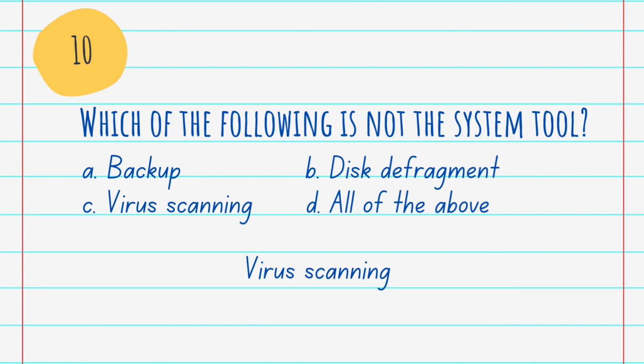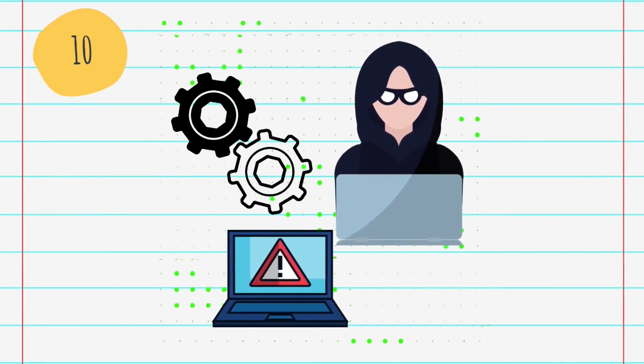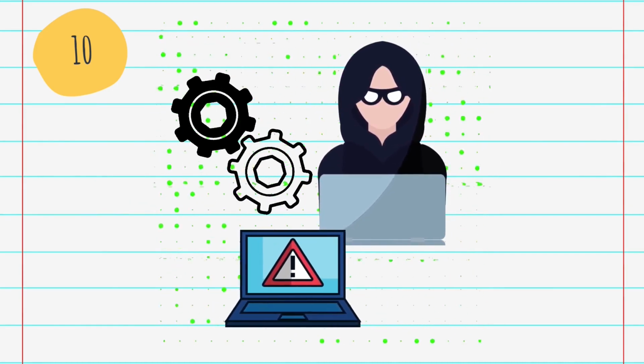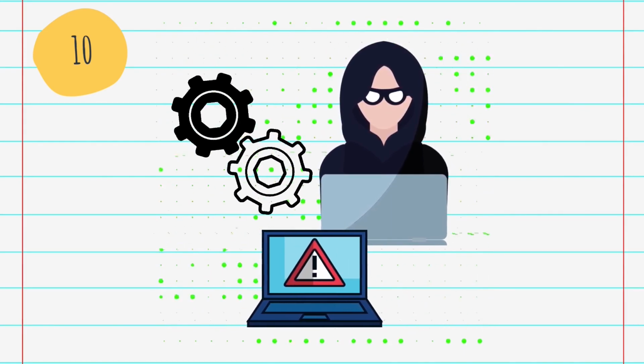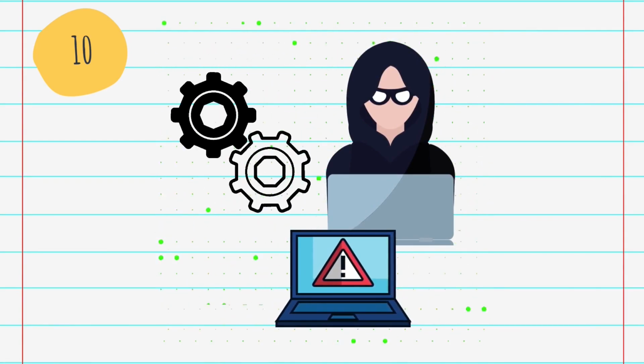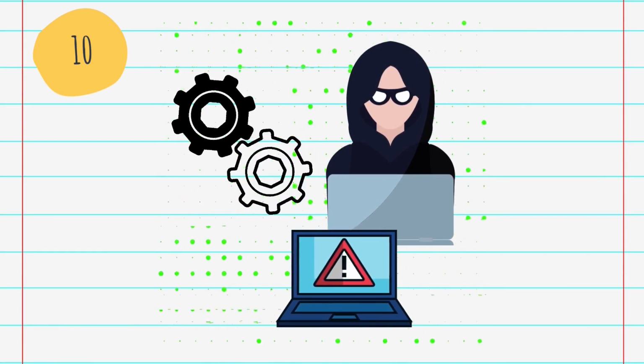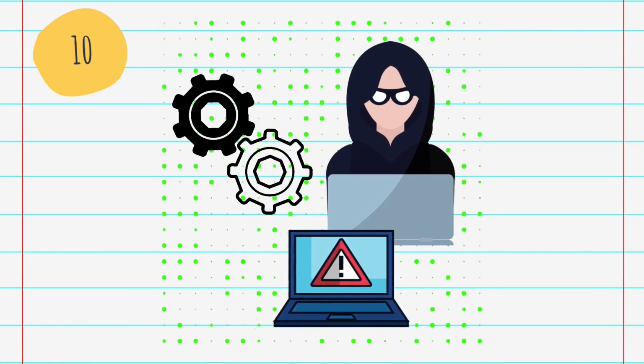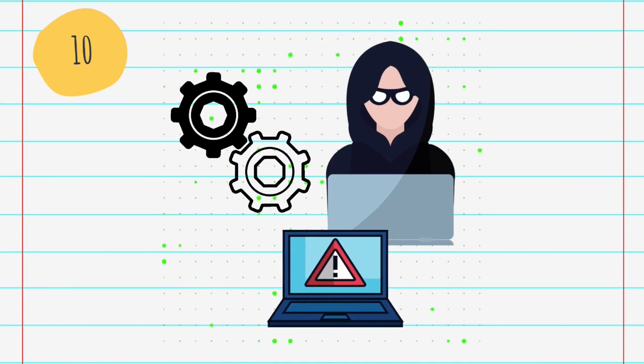Virus scanning is not a system tool. Basically, first we have to see what a system tool is. A system tool is a family of programs that claims to scan for malware and displays fake warnings of malicious programs and viruses. They then inform the user that he or she needs to pay money to register the software to remove these non-existent threats. In this case, system tools are disk defragment and backup, but not virus scanning.